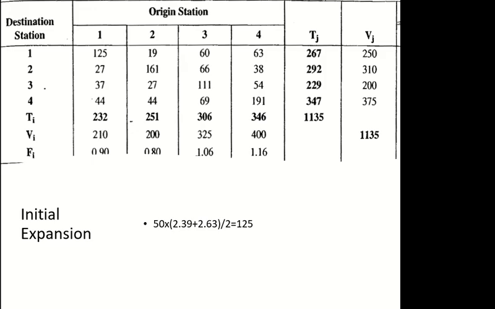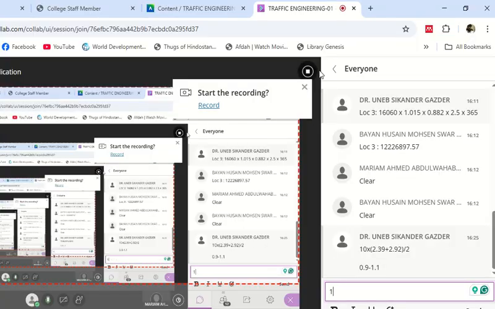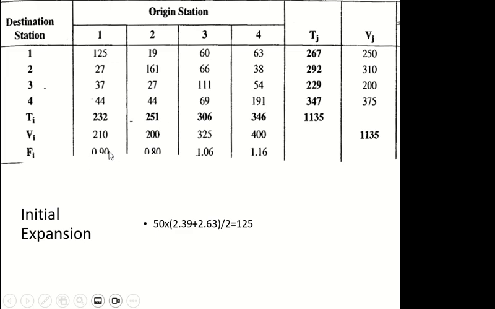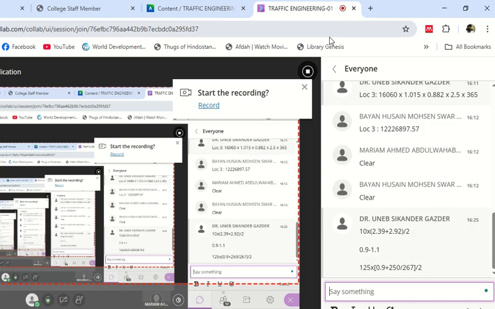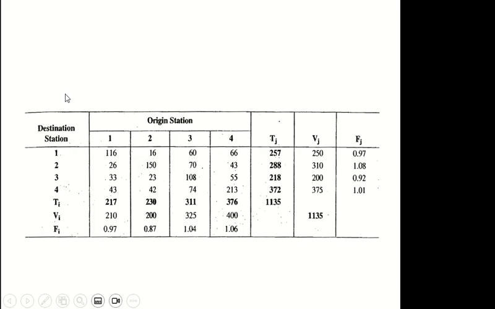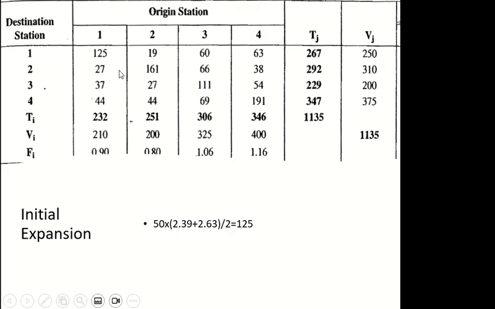I will take 125 for example, multiply, use the bigger bracket here, 0.9, which is for the column. For the row it is 250 upon 267, whatever it is, divided. So this one gives me 116 now. And this will be done with this entire matrix.